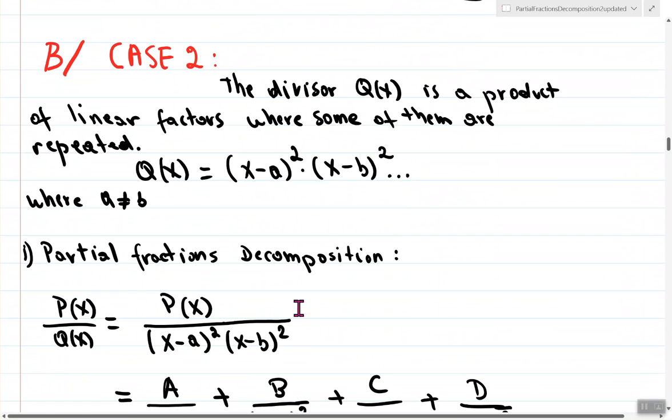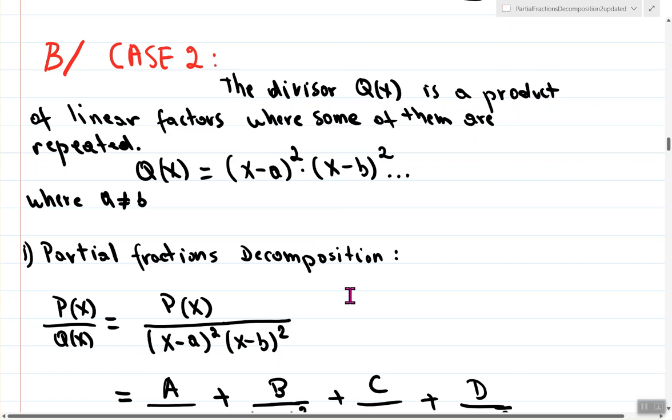So case 2 is that the divisor Q of x is a product of linear factors where some of them are repeated. So here we have a repetition. Like here you have quantity x minus a squared. It means basically you have quantity x minus a times quantity x minus a. So the factor x minus a is repeated. Similarly, you have quantity x minus b squared, which is the repetition of x minus b. So when you see this, then you're dealing with case 2. These are distinct because a and b are not equal, so we have two different factors here.